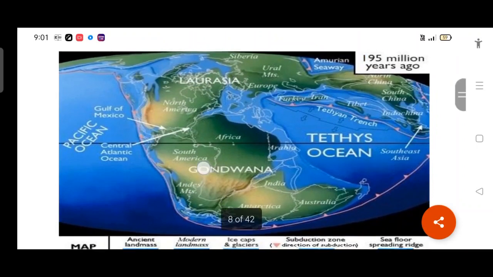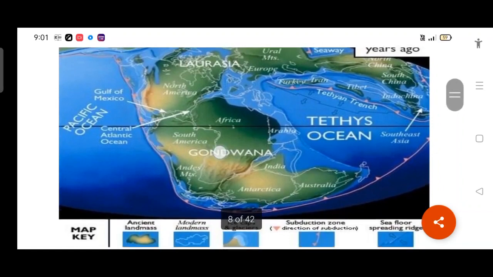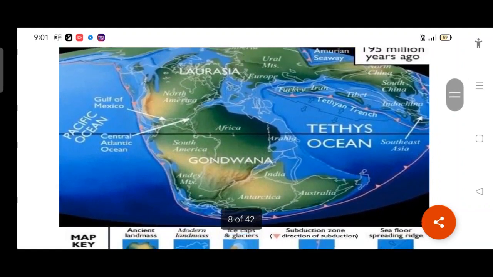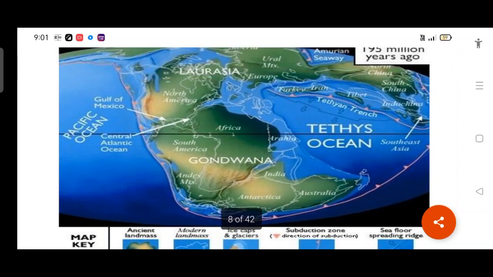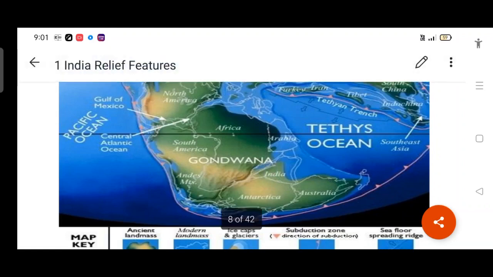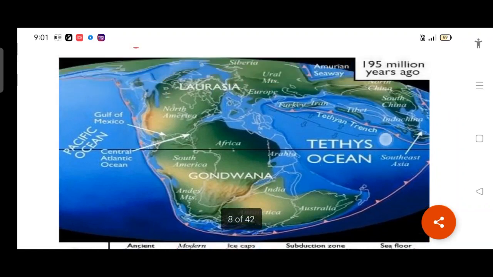In the course of the years, this Gondwana land was split into many pieces. Many pieces means many plates. Here, a piece is called a plate. This is the African plate, this is the Australian plate, this is the Antarctic plate, and this is the Indian plate. In the course of the years, gradually these plates started to move. In the process, the Indian plate moved towards the east, especially northeast.